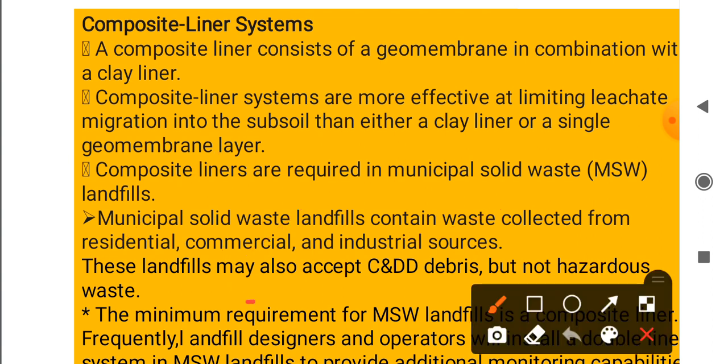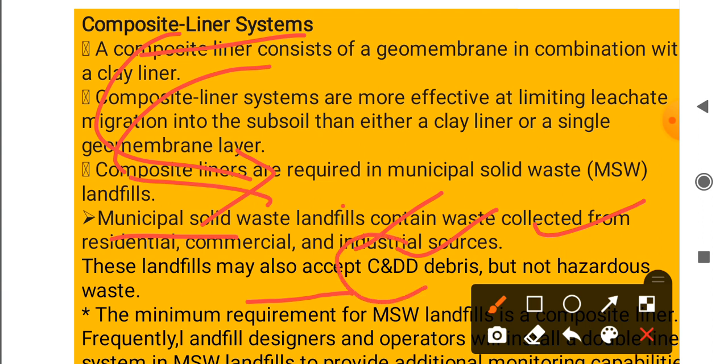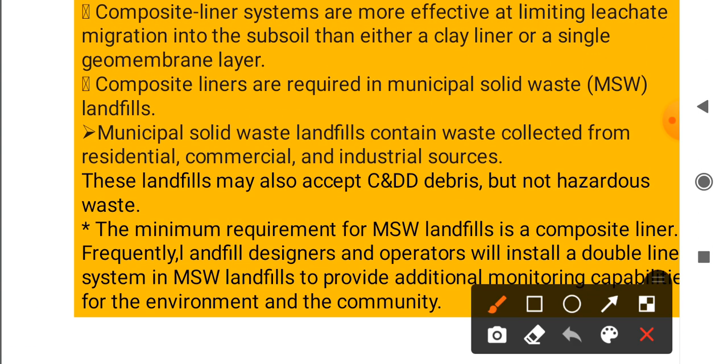Now, this landfill may also accept construction and demolition debris but not hazardous waste. The composite liner system is generally designed for disposal of municipal solid waste in landfills, but sometimes it is also used for disposal of construction and demolition debris, but never for hazardous waste disposal. The minimum requirement for a municipal solid waste landfill is a composite liner. Frequently, the landfill designer or operator will install a double liner system in a municipal solid waste landfill to provide additional monitoring capacities for the environment and community.